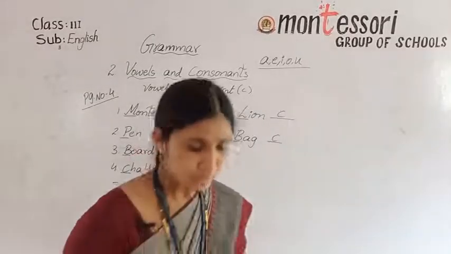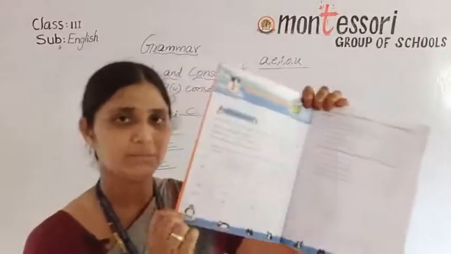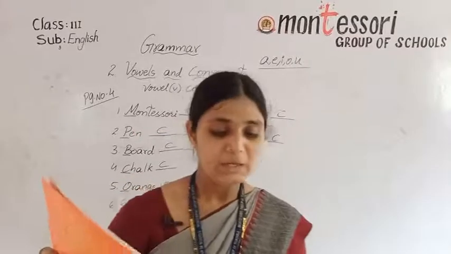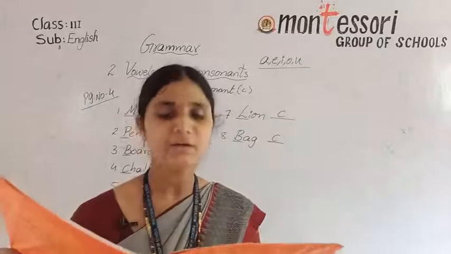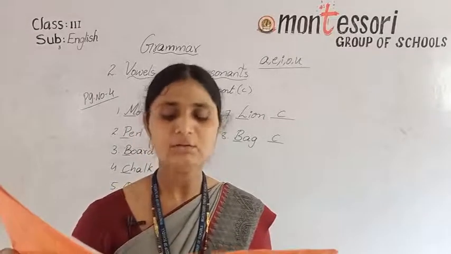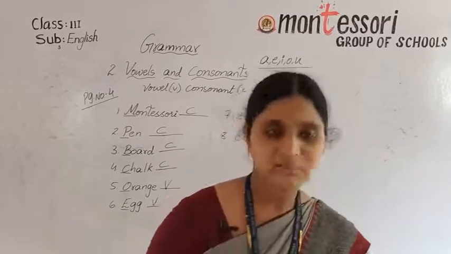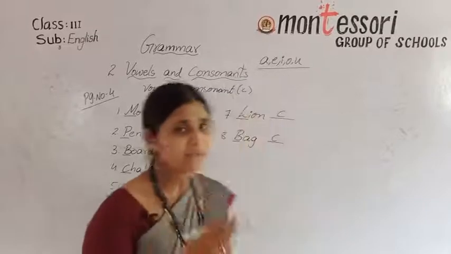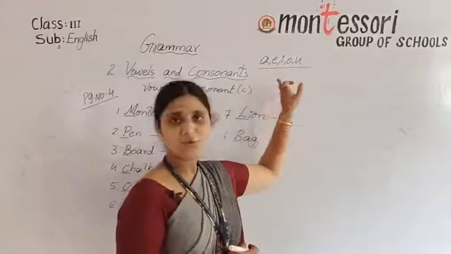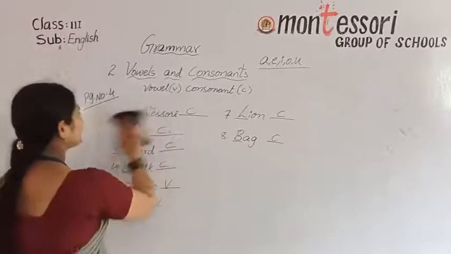See, here also one exercise is given. Look at the first letters of these words. Write V for the vowel and C for consonant. Okay, first one, ant. A-N-T, ant. See the first letter? A. So it is a vowel. What do we have to write then?